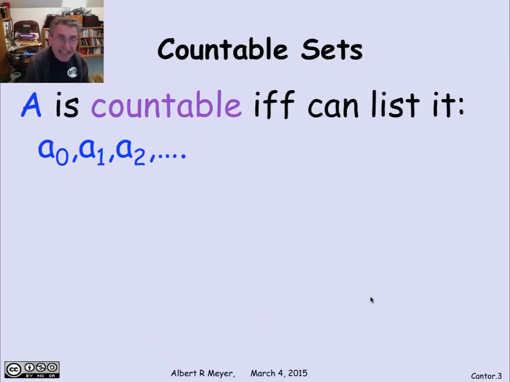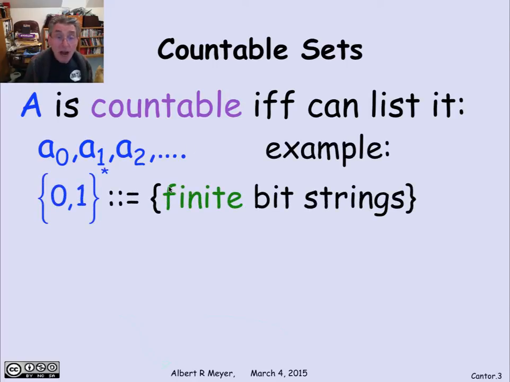Well, remember, a set is countable if you can list it, possibly with repeats. So A is countable if there's a sequence A0, A1, A2, such that every element in the set A shows up at some time or other in the list, possibly more than once, and the only things in the list are elements of A. And we saw as an example that the finite bit strings, the finite strings of zeros and ones, or the finite binary words, are an example of a countable set.